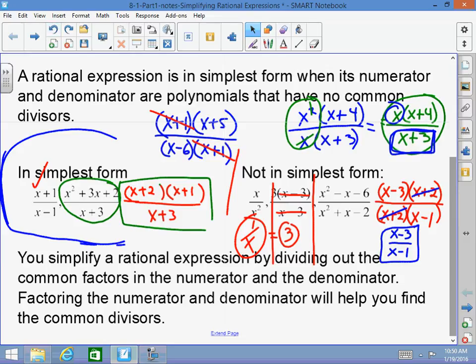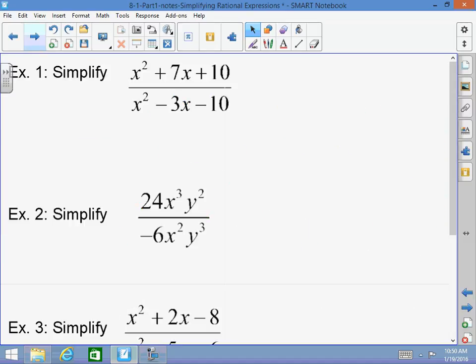And like I already described, you simplify a rational expression by dividing out the common factors in the numerator and denominator. Factoring the numerator and denominator will help you find the common divisors. And literally, that's it. So let's get to work. I want you to simplify all of these.